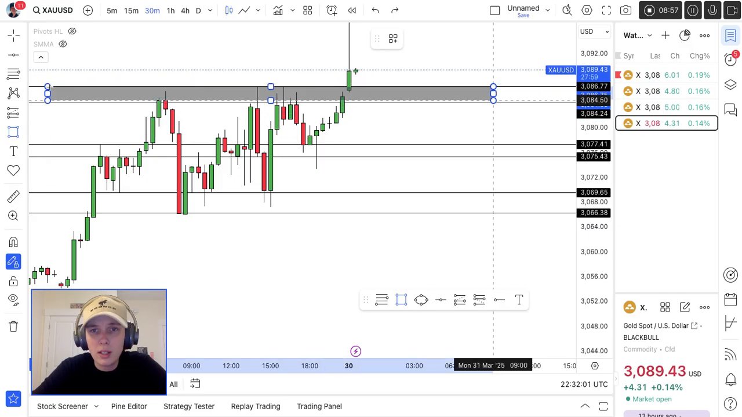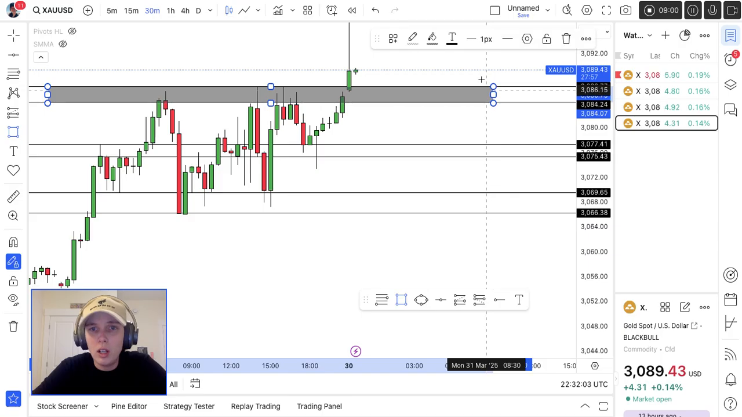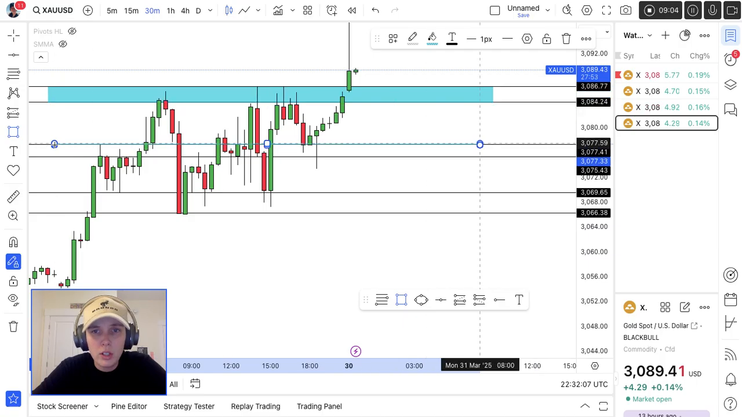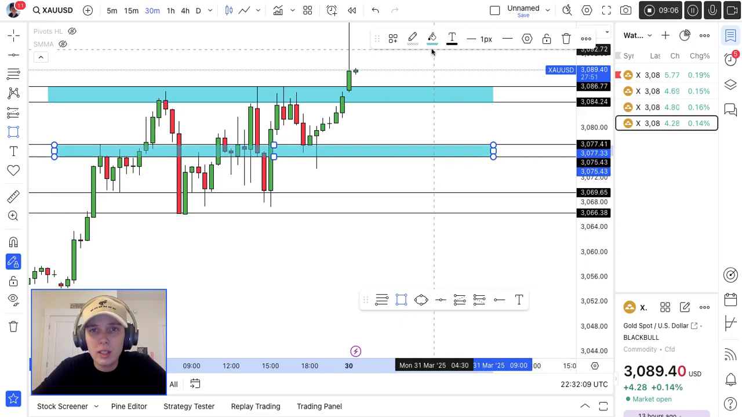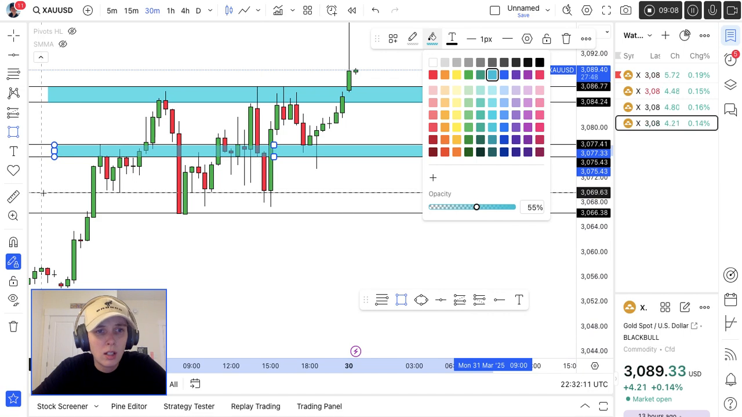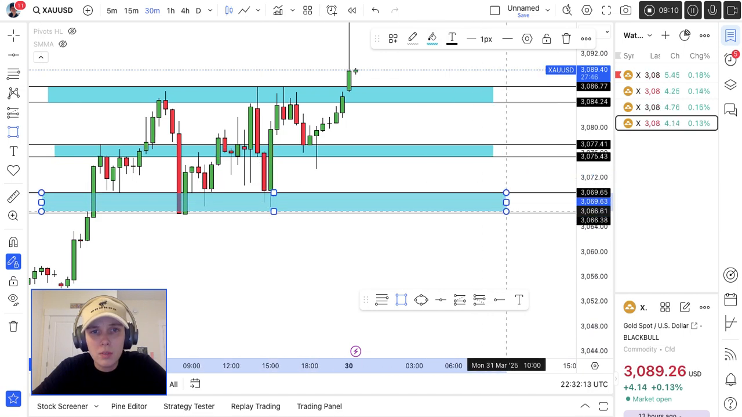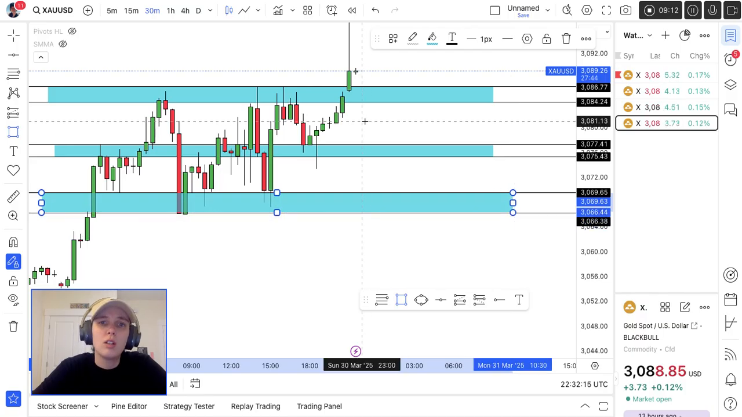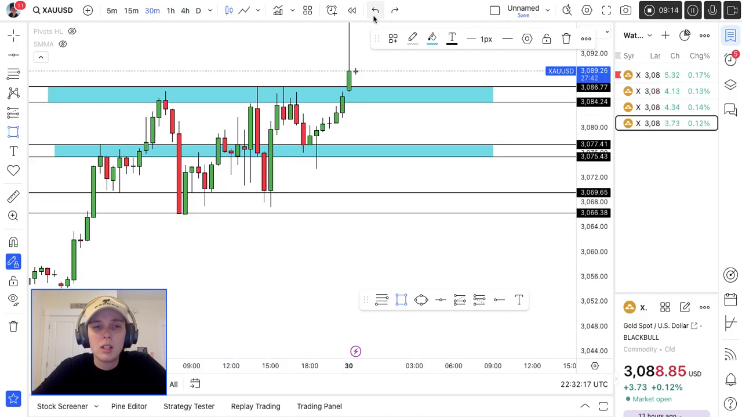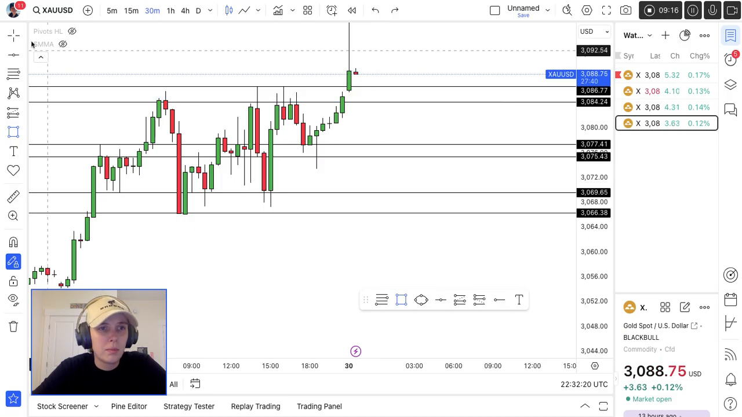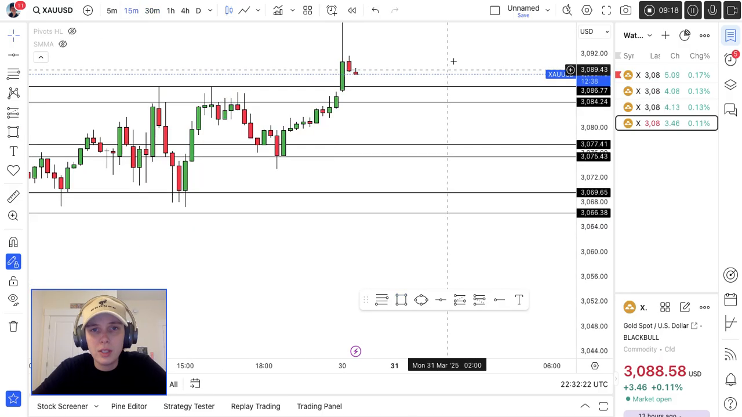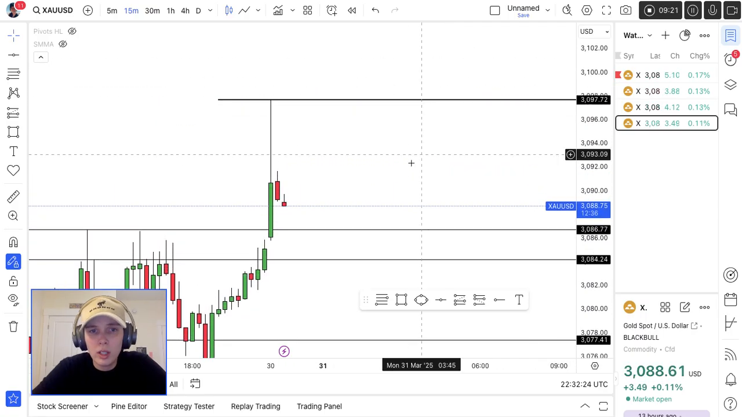Some of y'all might like a little bit more color. You can always add some color to the chart, make it look like that, or whatever color you want, just so you can see a little bit better. But typically, I like this. So down to the 15-minute time frame, we are.